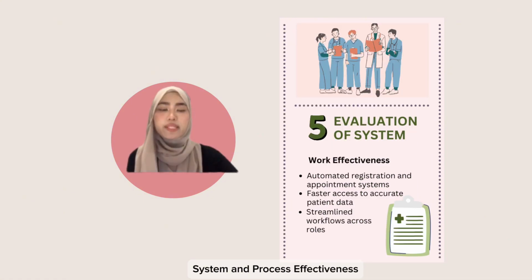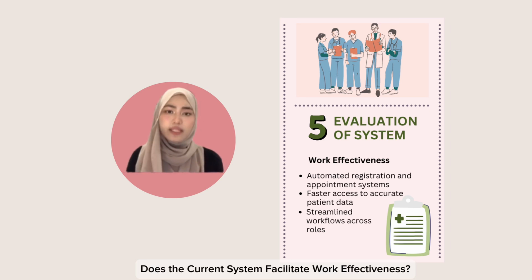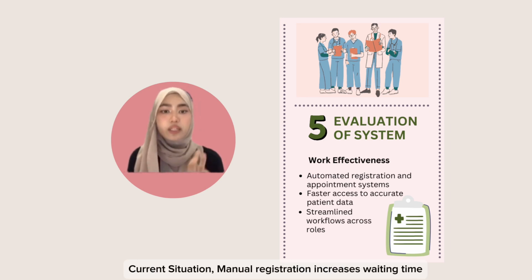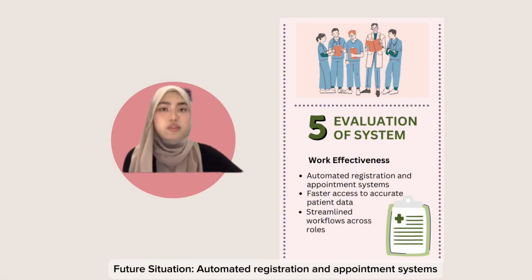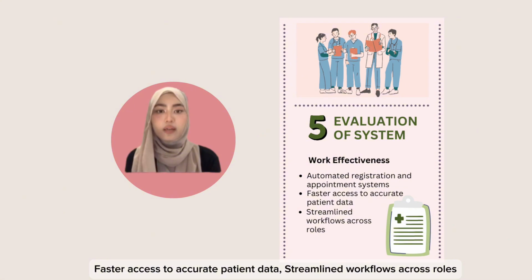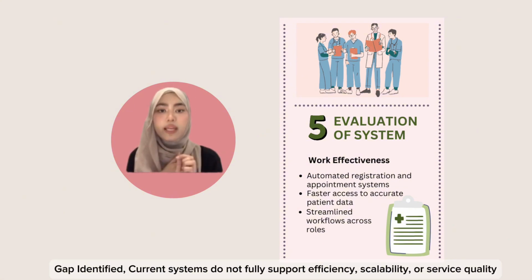For system and process effectiveness, does the current system facilitate work effectiveness? The current situation is that manual registration increases waiting time, physical records slow information retrieval, and poor system integration increases administrative workload. The better future situation is an automated registration and appointment system, faster access to accurate data, and streamlined workflow across roles. The gap identified is that the current system does not support efficiency, scalability, and service quality.